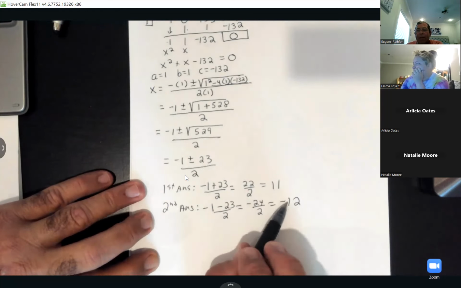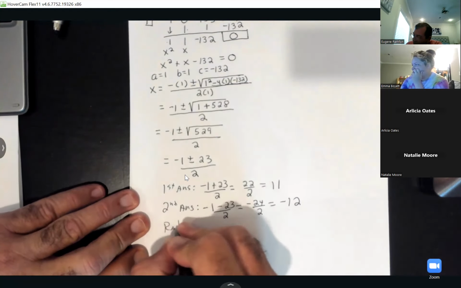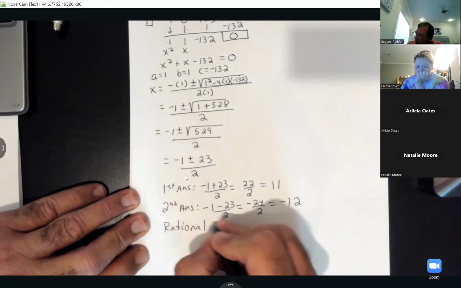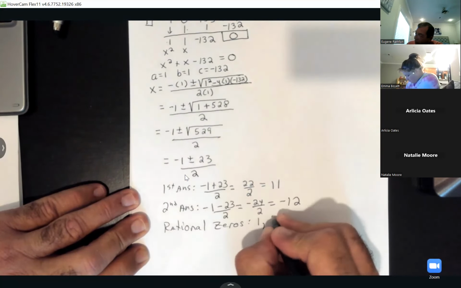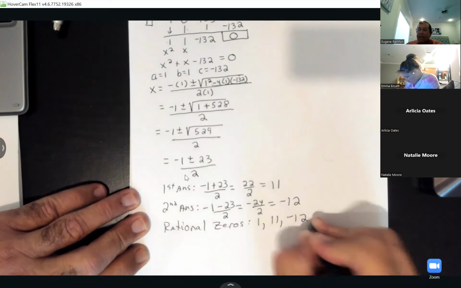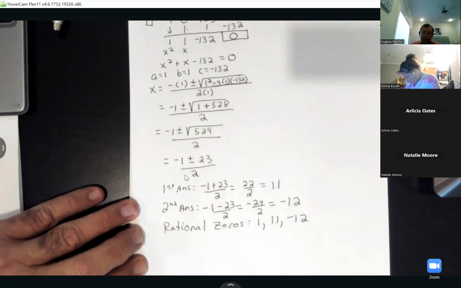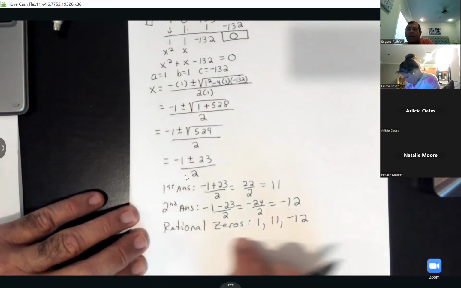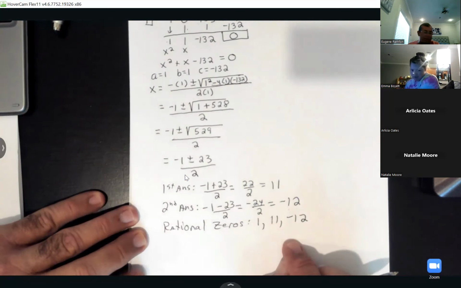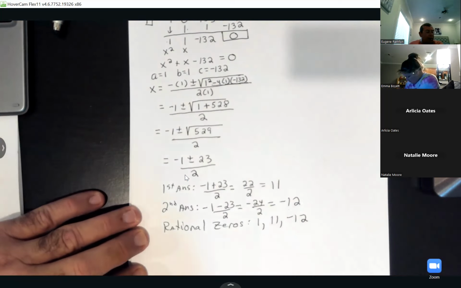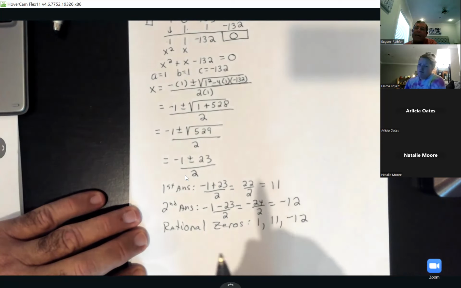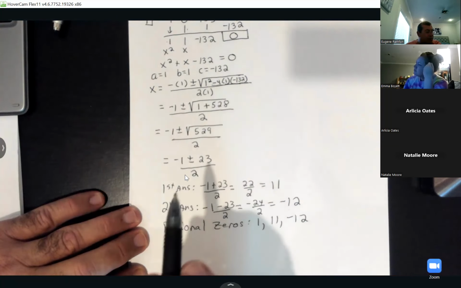So all these are regular numbers. So when you put it in, the rational zeros are going to be 1, 11, and -12. You didn't have any other zeros on that one, okay? The other zeros would be stuff, like I said, imaginary and radicals.